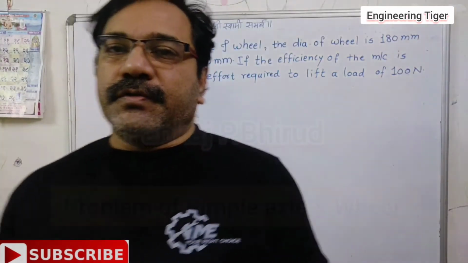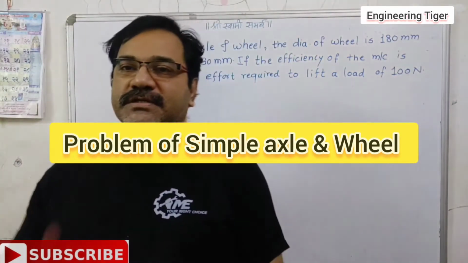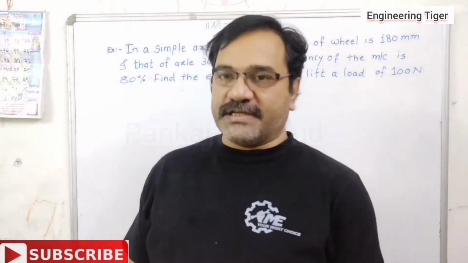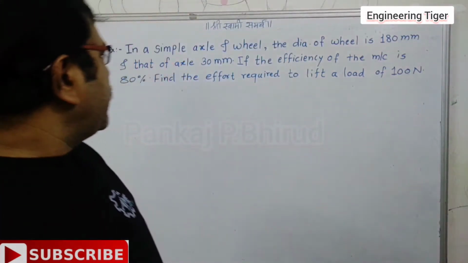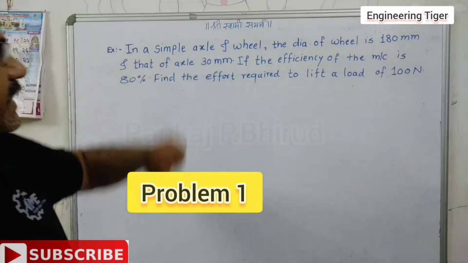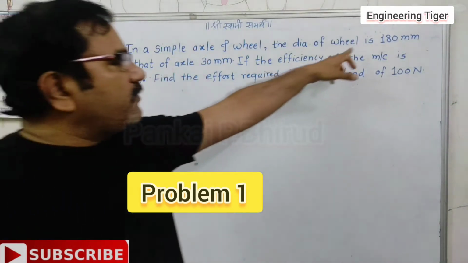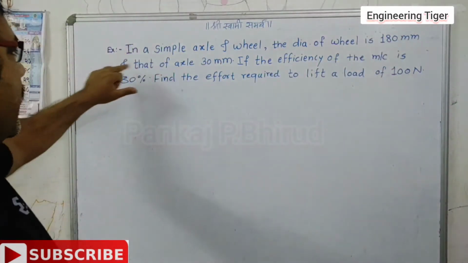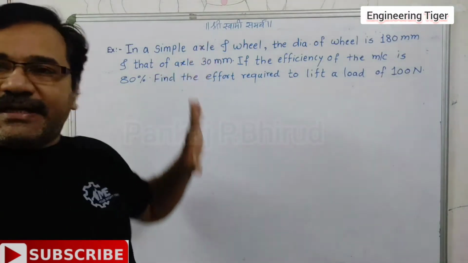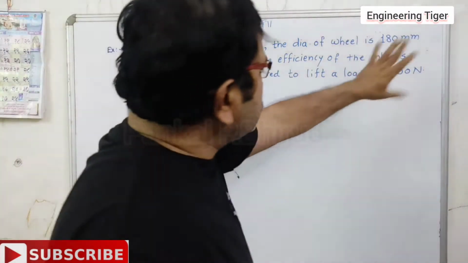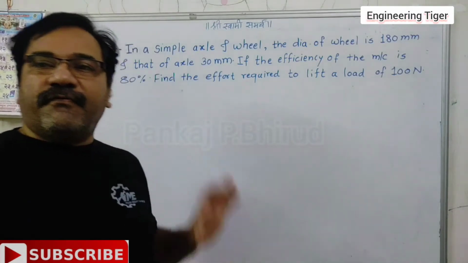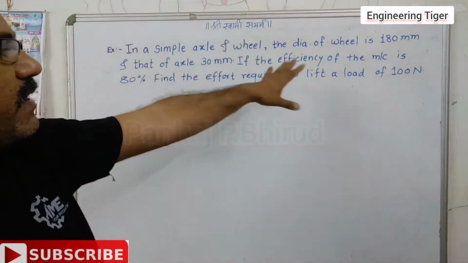Today we are going to take some numericals based on the simple axle and wheel and differential axle and wheel. So let us start with the first example. In a simple axle and wheel, the diameter of the wheel is 180 mm and that of the axle is 30 mm. If the efficiency of the machine is 80%, find the effort required to lift a load of 100 Newton.